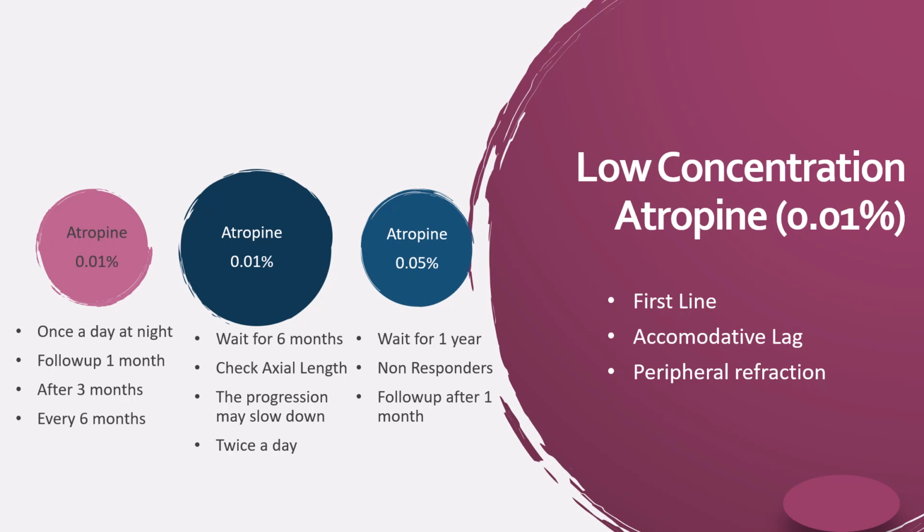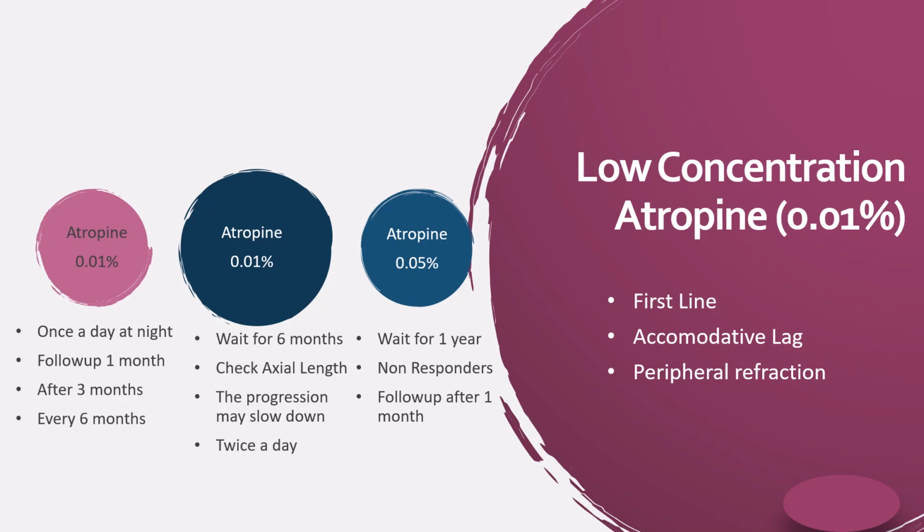At this point of time, we do use it as a first line, mainly because of the cost. But two things are important. You have to do accommodative lag and near point of accommodation before you start this patient. You have to put it once a day at night, call the patient again after a week, again after a month, again after 3 months, and again after 6 months. What are they doing? Whether they are progressing or not. If they are progressing, recheck the axial length.